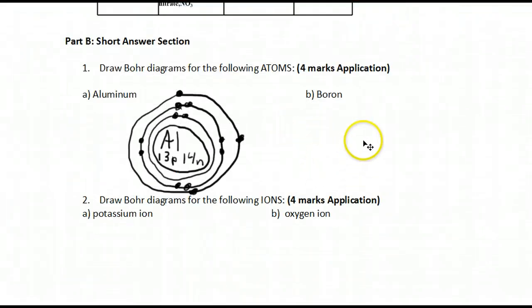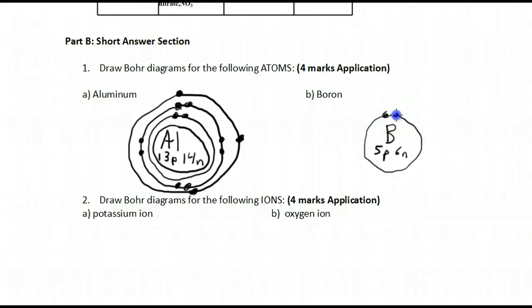Let's go fill that in right now. We'll put B for boron, and then it has 5 protons and 6 neutrons. Draw the first energy shell around it: 1, 2, second energy shell, and 3, 4, 5. That is the first question.